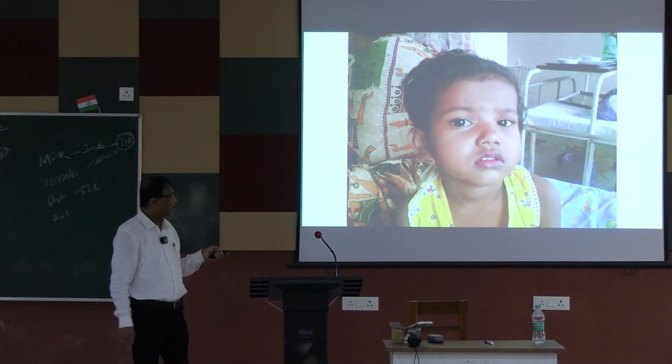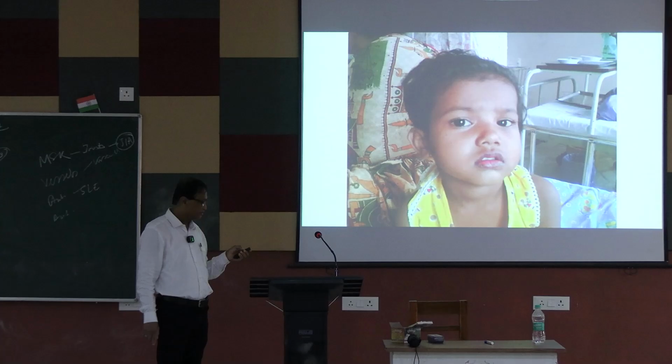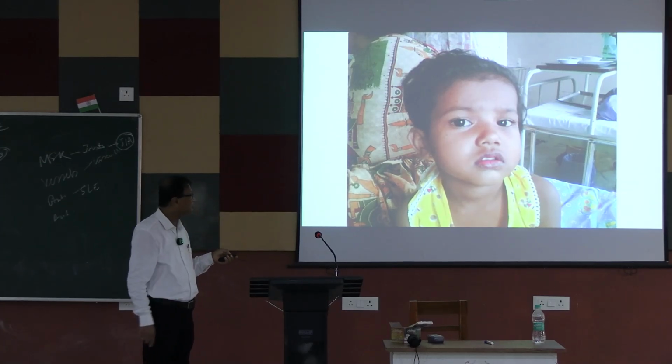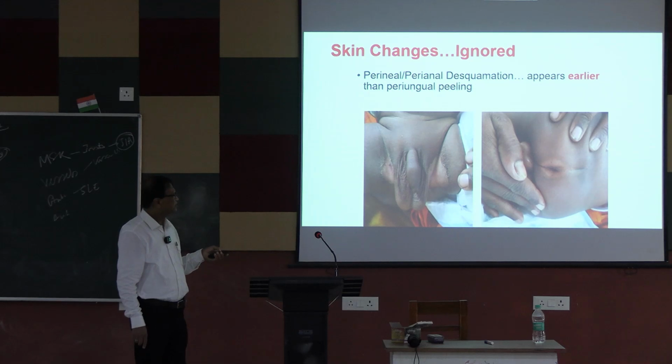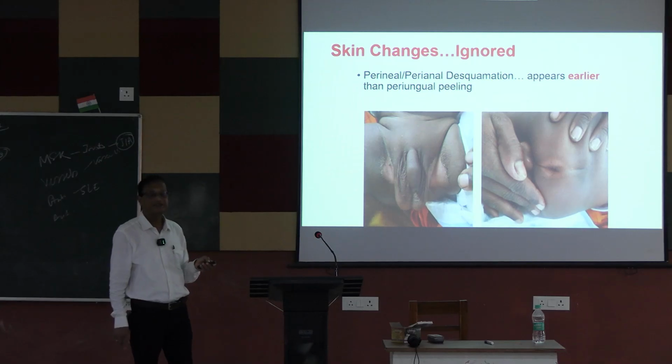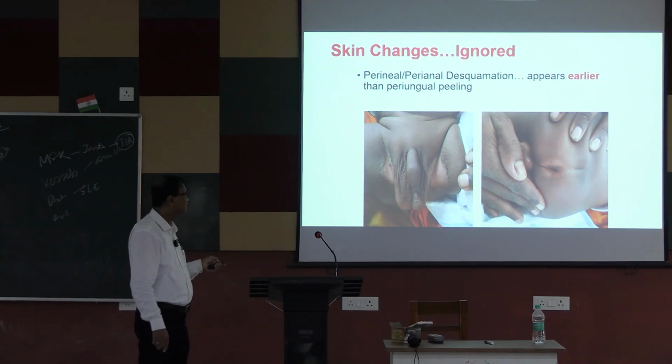After giving IVIG, this is an improved patient. His photograph I have shown, his face and other things. This has not been included in the criteria, but this is very clear. Without diarrhea, perianal desquamation, without diarrhea, perigenital desquamation. This is classically seen in Kawasaki disease.